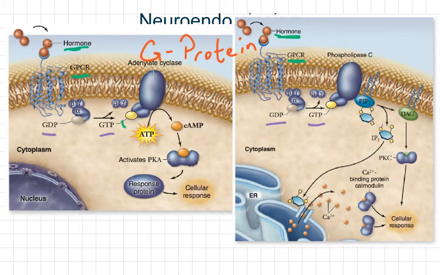For the cyclic AMP, it activates the adenylate cyclase protein. And for phospholipase C, it activates the phospholipase C protein. That's what I want you to know and take away from these two mechanisms.